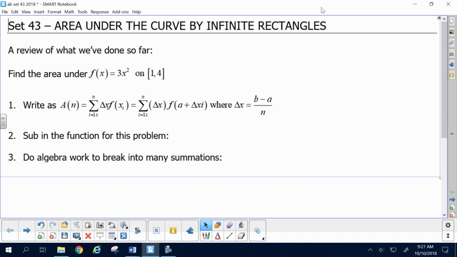Find the area under. Now this, we're going to start with what we've done before. We're going to then go into what I'm adding today, and then we're going to practice the whole process all the way through, and it's going to go great.